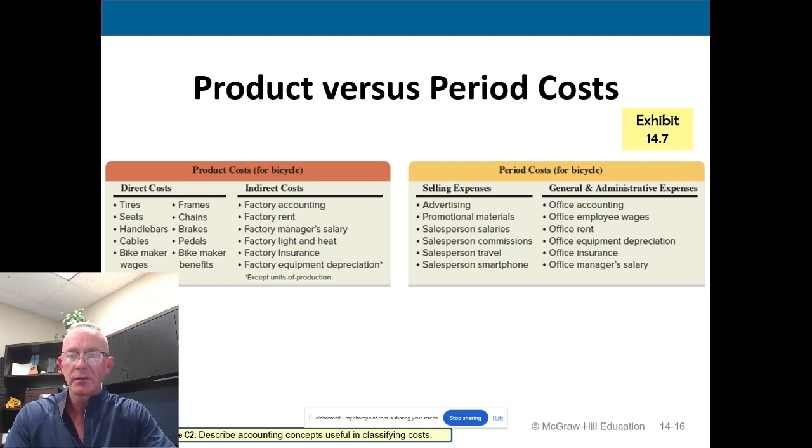All right, you can see this slide here about direct costs and indirect costs. These are things that are going right into the product. And then period costs are things that we have to have again, but they're more tied to time.